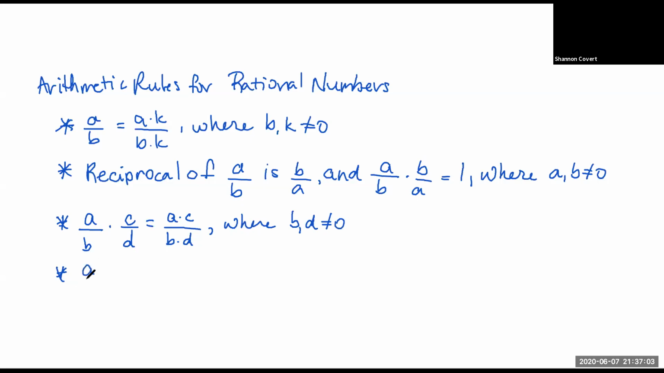So the next one's going to be what happens when we're trying to divide two rational expressions. So A over B divided by C over D. Rather than divide, we're going to multiply by the reciprocal. So instead of having A over B divided by C over D, that's going to be equal to A over B times D over C. Now here, we can't have B, D, or C equaling 0.